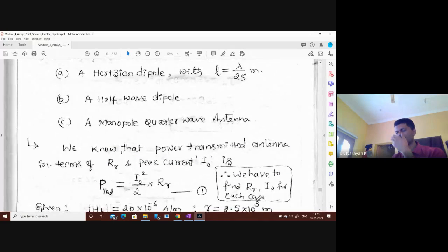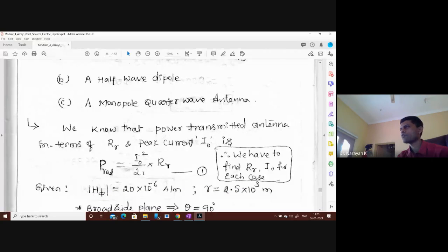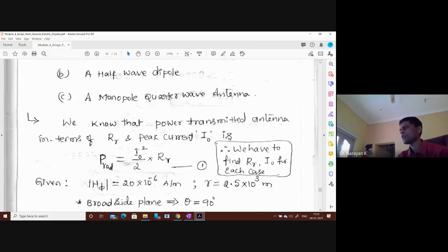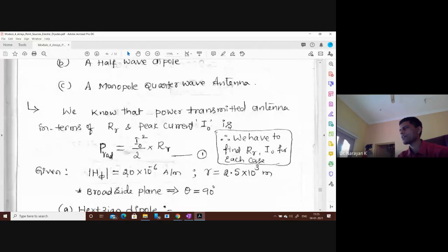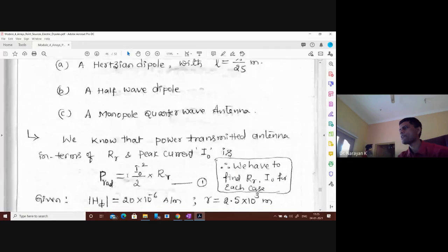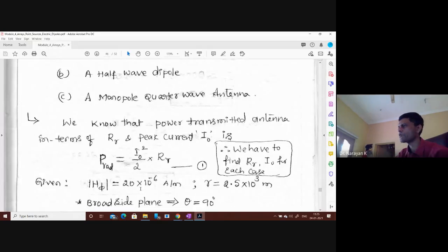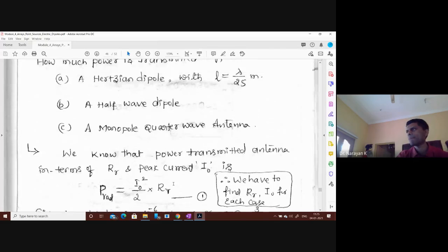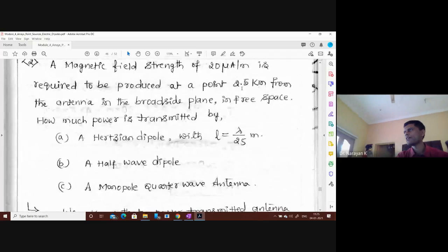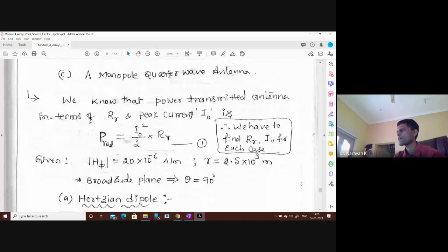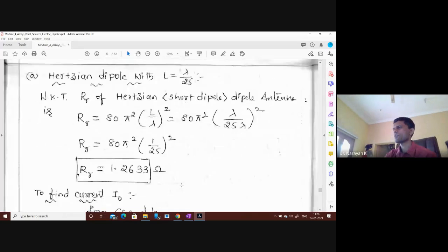Write down. We know that the power transmitted, or this notes is already available, so you don't have to write down. You can just listen here. So power radiated is nothing but I naught by root 2 square, or I naught by 2 into radiation resistance, and H phi is given as 20 microampere per meter. It is required at a point of 2.5 kilometer from the antenna. That is nothing but your radius, that is 2.5 into 10 power 3 meter. For a broadside plane, theta is equal to 90 degree.